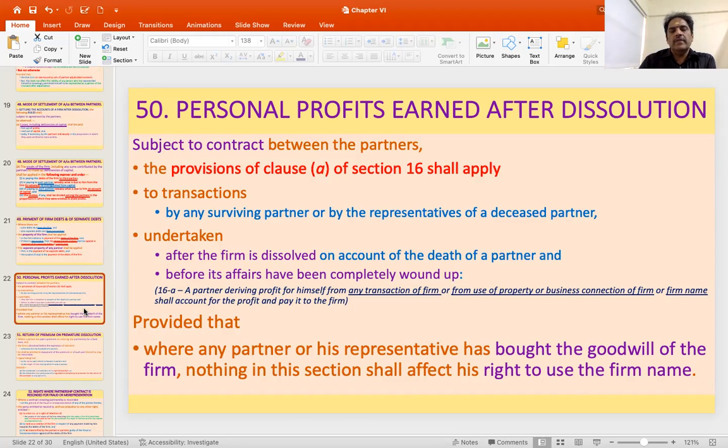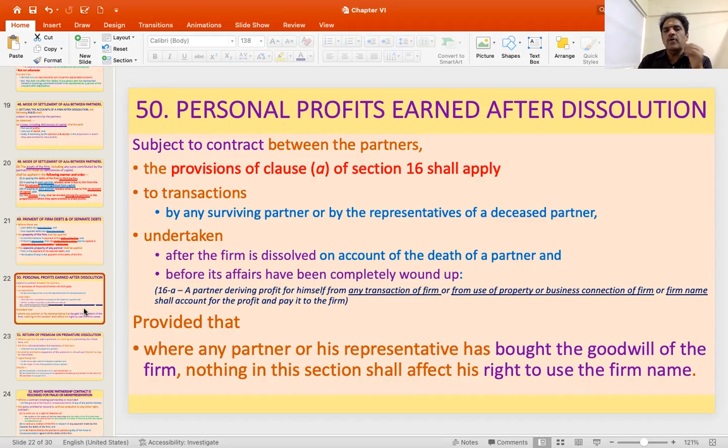So subject to a contract between the partners, the provisions of section 16A shall apply to transactions by any surviving partner or by representatives of a deceased partner undertaken after the firm is dissolved on account of death of a partner and before its affairs have been completely wound up. So in case of a deceased partner, the general rule is a partner deriving profit for himself from the transaction of the firm, or using the firm's property or the business connection of the firm, or doing it in the firm's name, that profit is supposed to be accounted for and paid to the firm.